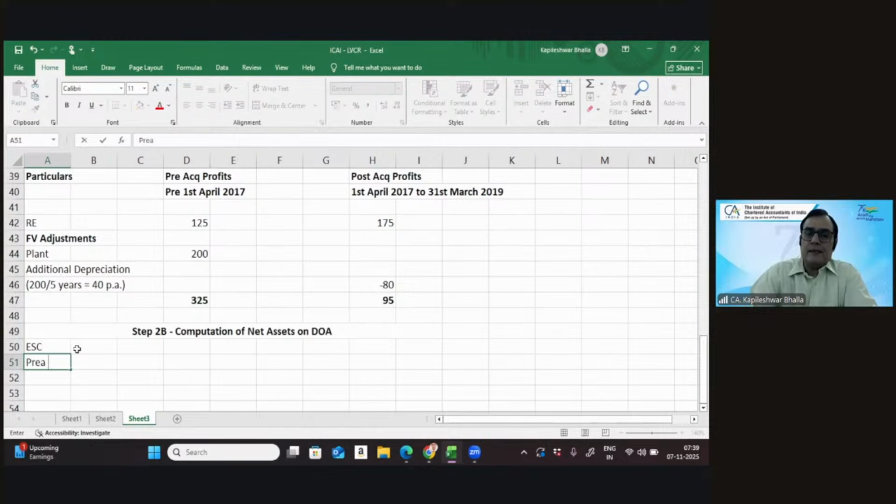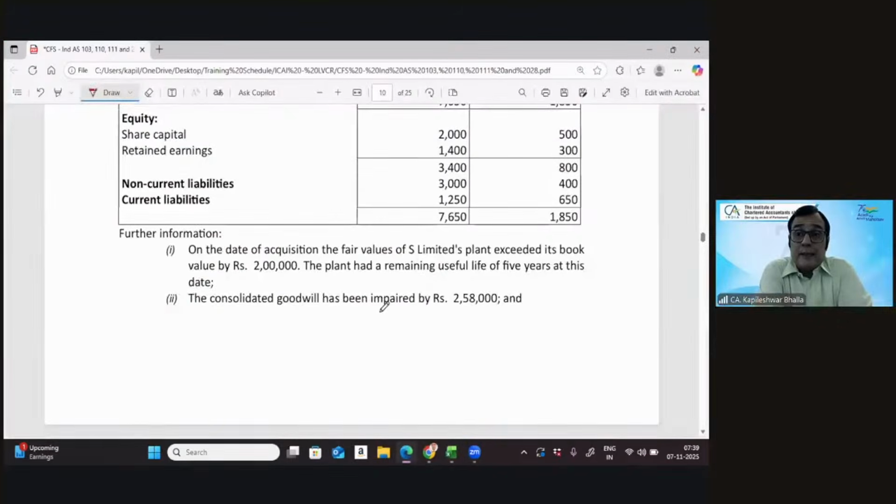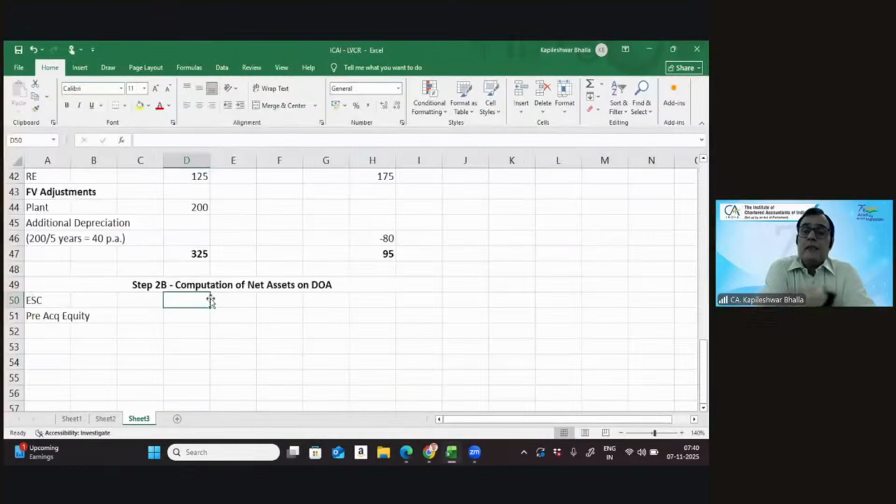So you need to add the amount of pre-acquisition equity as well, because net asset is simply adding the share capital and the pre-acquisition equity. Now, if you look at the share capital, be cautious. You don't need to take the share capital from the extract balance sheet because that changes were in the books of A. We are taking the share capital of the subsidiary, and that's 500. So the share capital is 500 and the pre-acquisition equity is 325. So we get the sum total of the net assets as well. Super. So the step number 2A and step number 2B is done.